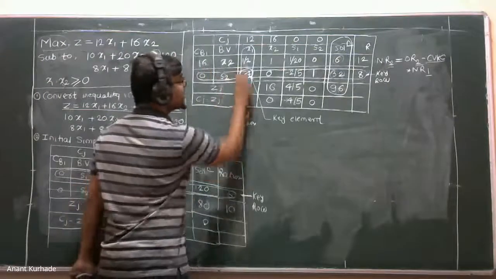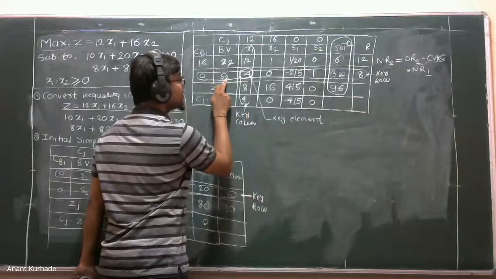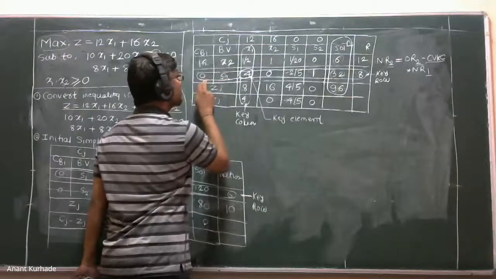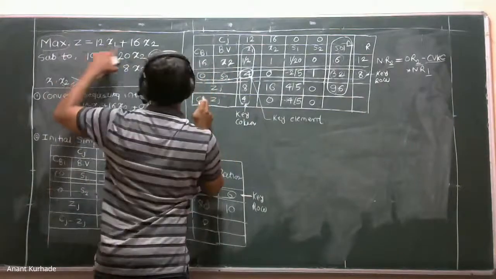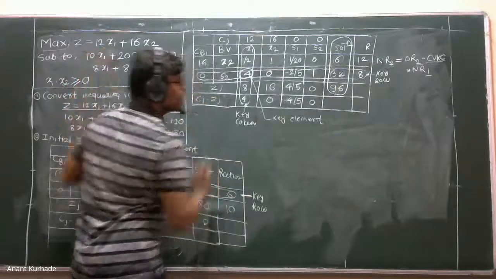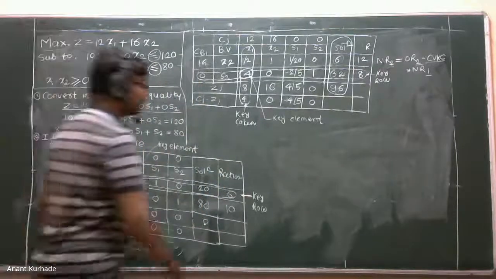100% C. In this case, x1 is entering, s2 is leaving. So we are writing x1 here, 12 here. So 16 and 12, this is 16 and it is 12. Remember this. Now we will go for the next simplex table.